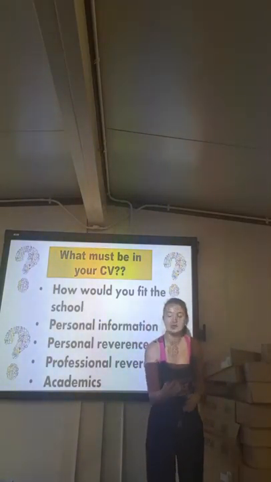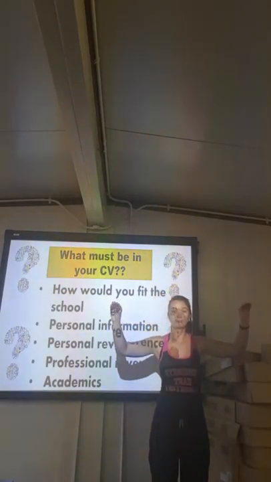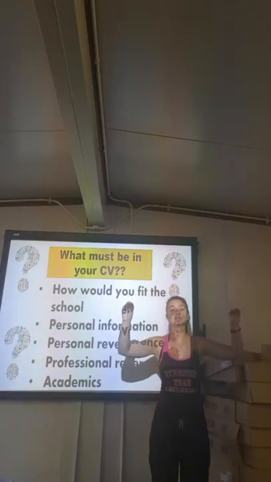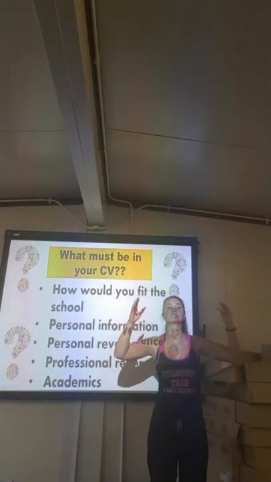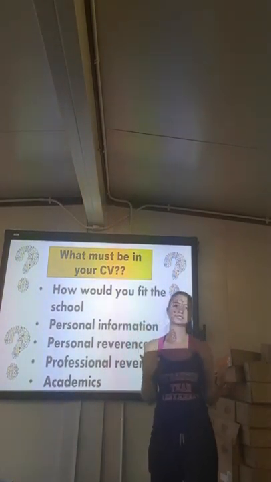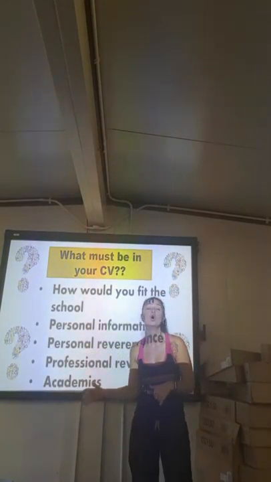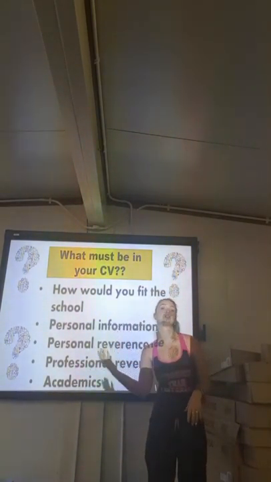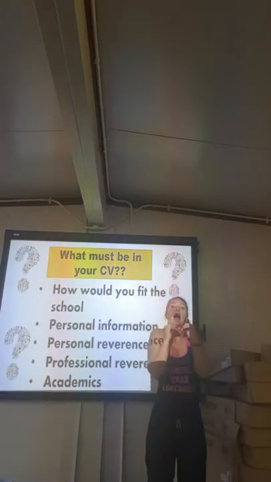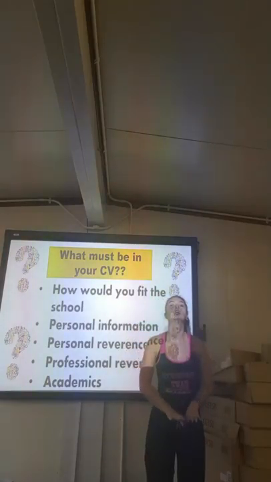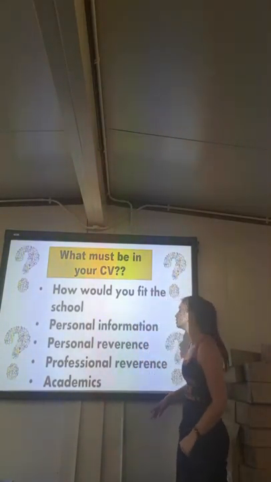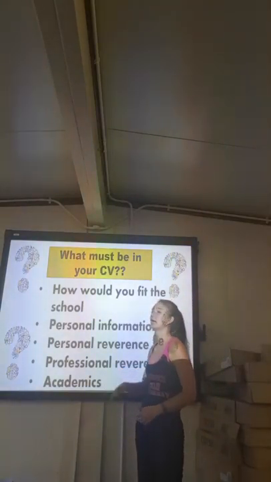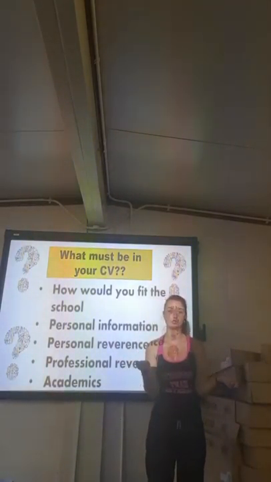So now for you guys, your degree will be first on your academic list, then your matric certificate, and then other diplomas or certificates that you might have done in school. So say for example you did a drama diploma, that will be under matric certificate. So you work it from most recent to least recent achievements that you've done. Okay, so that's academics.